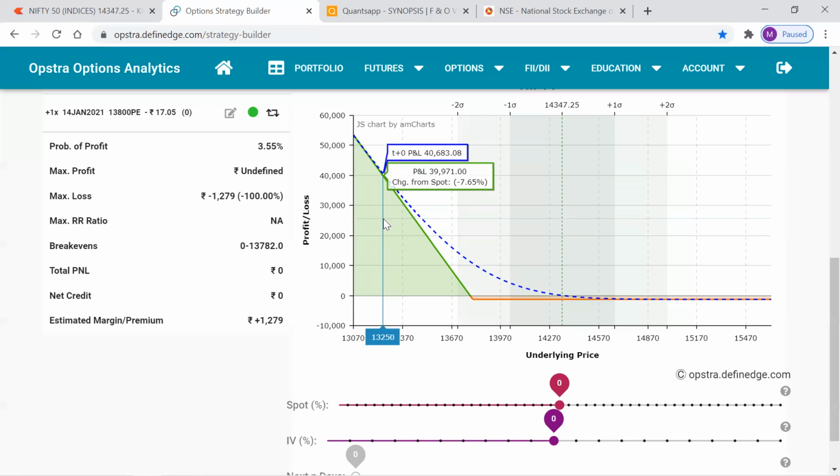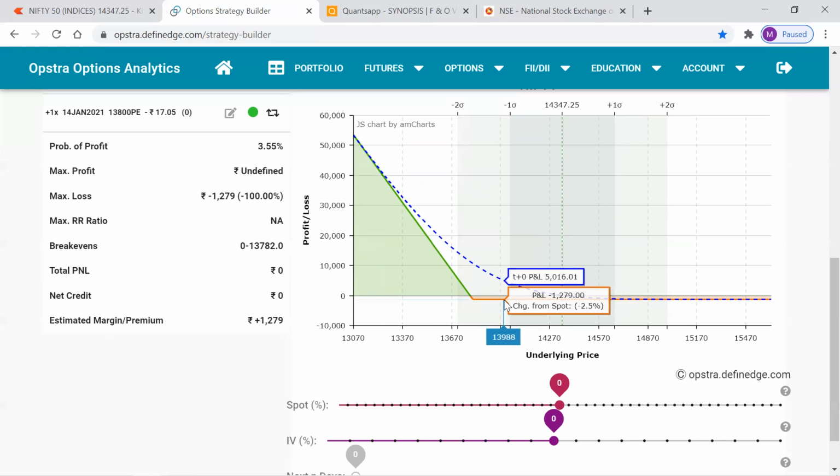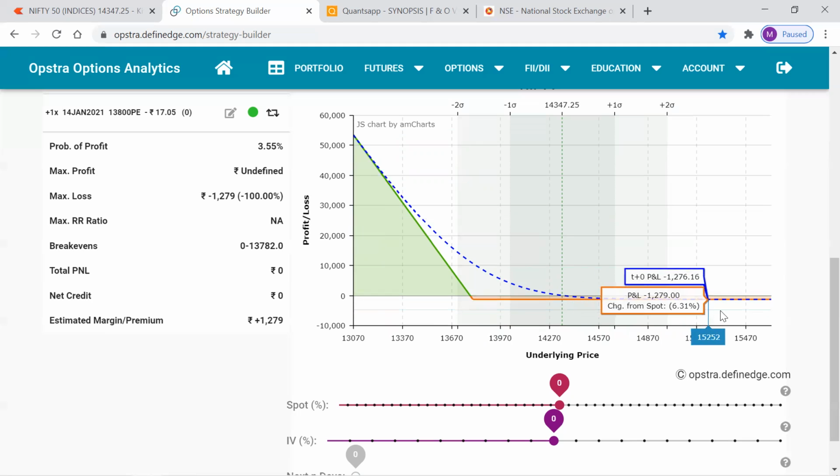If your view goes wrong, imagine that it didn't fall. It went up to 13,988. How much are you going to lose? Only 1,279. Imagine that it went to 14,879. You're going to lose only 1,279, the same amount, not anything less or more. Imagine that it went to 15,361 instead of falling down to 13,800. In this scenario also, you lose only 1,279 rupees, which is the same.